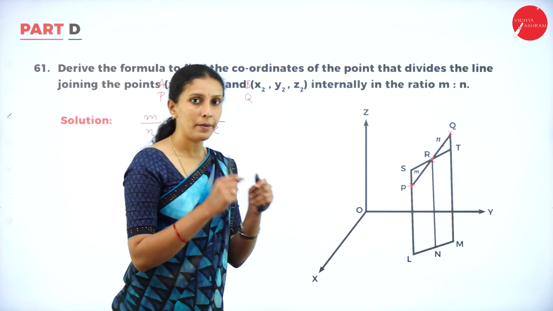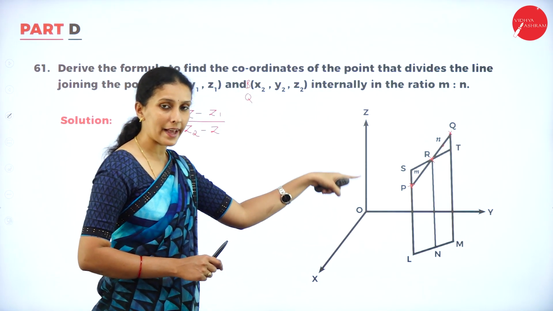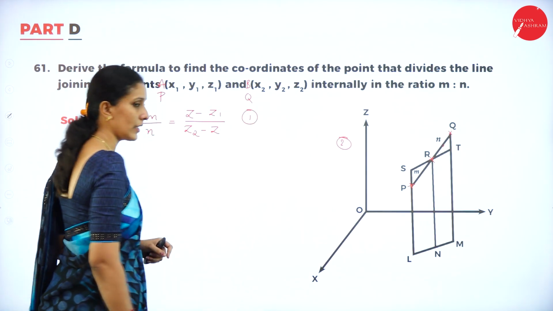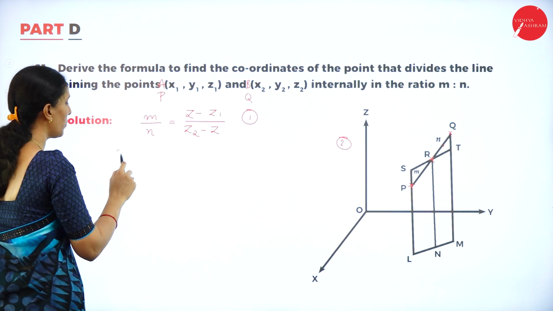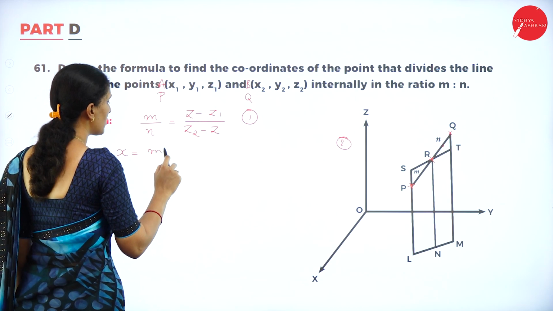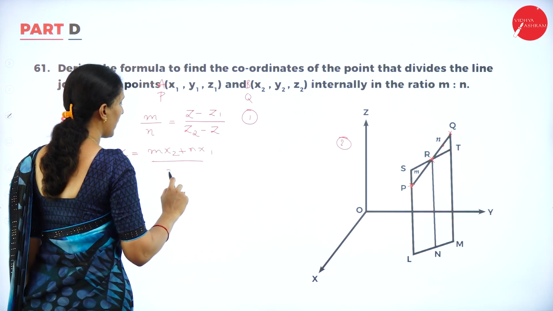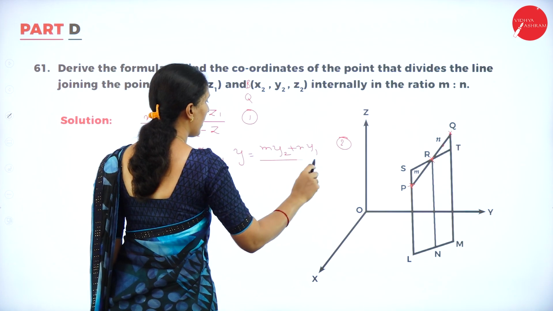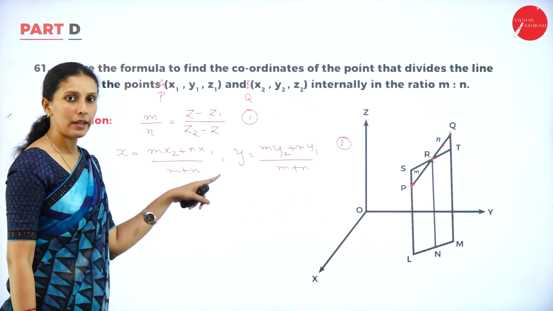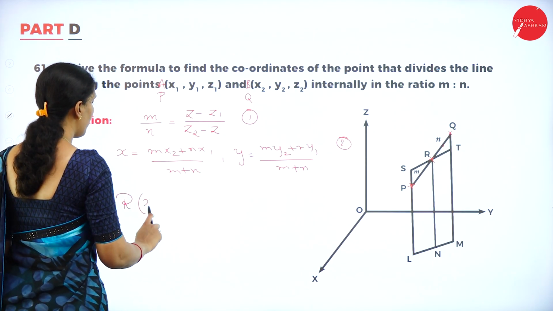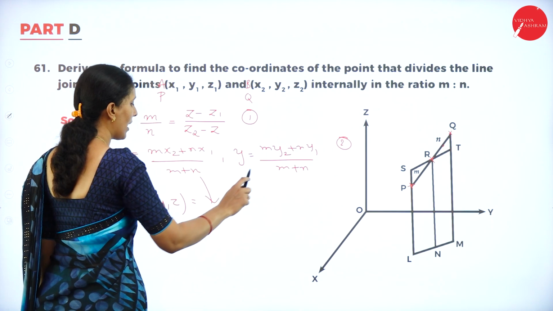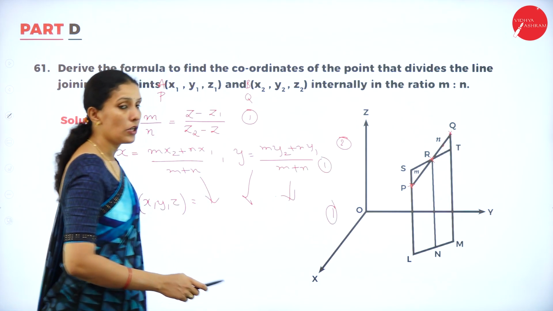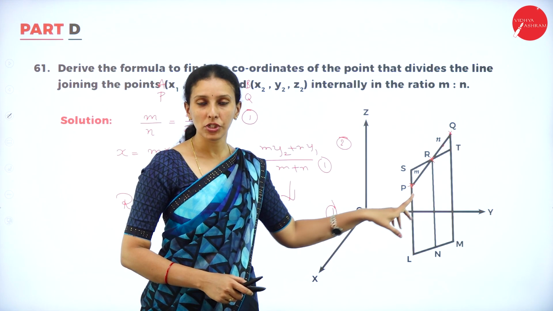So writing this diagram and proper description, that is how you have constructed this diagram, carries 2 marks, and getting this equation m by n carries 1 mark here. Then after finding the z coordinate, we need to write the x coordinate as mx2 plus nx1 divided by m plus n. And similarly, y coordinate as my2 plus ny1 divided by m plus n. So writing the remaining coordinates and expressing R in the form of x comma y comma z, that is x value, y value, and the z value. So again 1 mark for this and 1 mark for this. So total 5 marks.